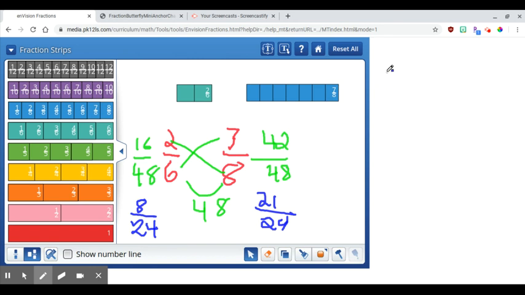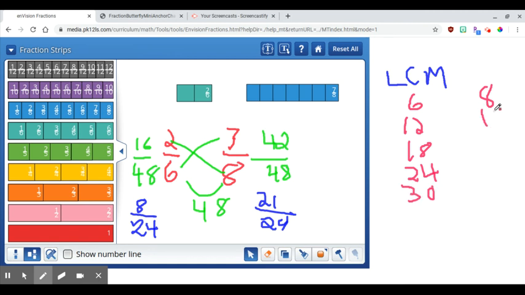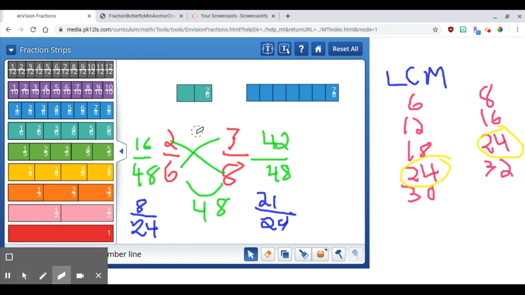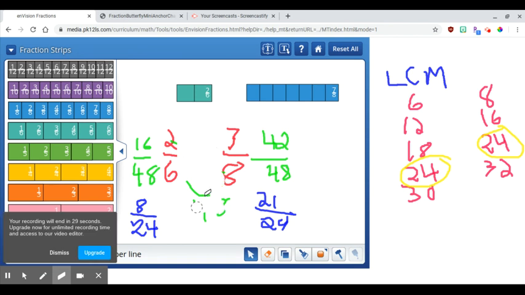What you are looking for is the least common multiple. So instead of just multiplying them together, I could have made a list for 6, and I could have made a list for 8. We've got 12, 18, 24, 30. We've got 8, 16, 24, 32. As soon as you see something in common, you're looking for the least common multiple. That was my 24. So what I can do is I can say, okay, I want my 2/6 to become 24ths. I want my 7/8 to become 24ths. And that's where I would have multiplied by 4, multiplied by 3.